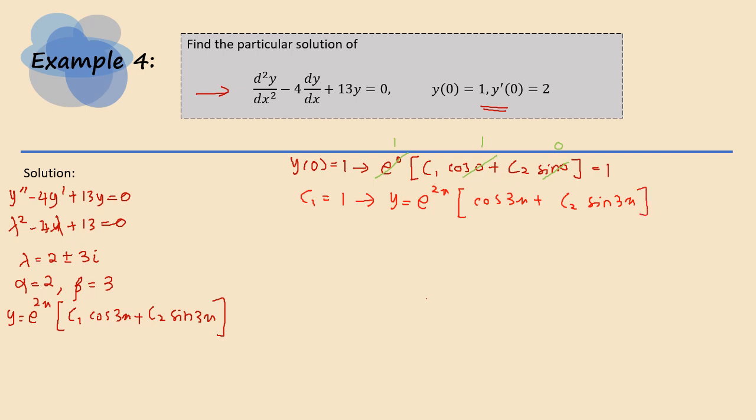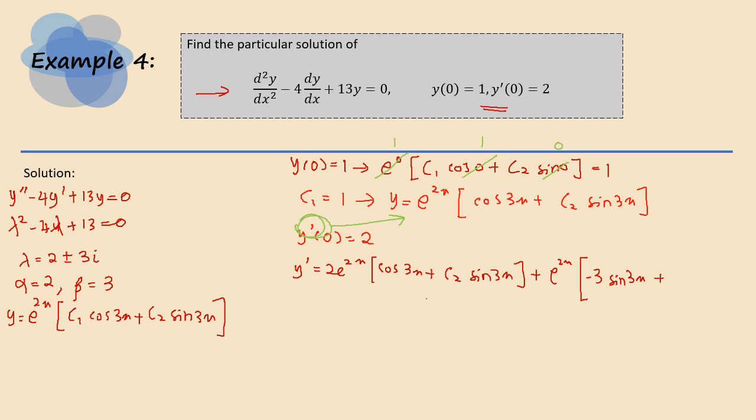Now, we are going to find the value for c2. That means we are going to use the second initial condition, y prime 0 is equal to 2. Here we see we have a prime, that means we need to differentiate our equation. So we differentiate by using the product rule. We will have y prime equal to 2e to the 2x, cos 3x plus c2 sin 3x, plus e to the 2x, bracket, minus 3 sin 3x plus 3c2 cos 3x.